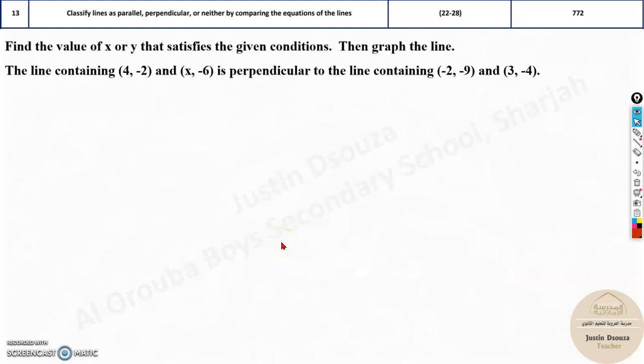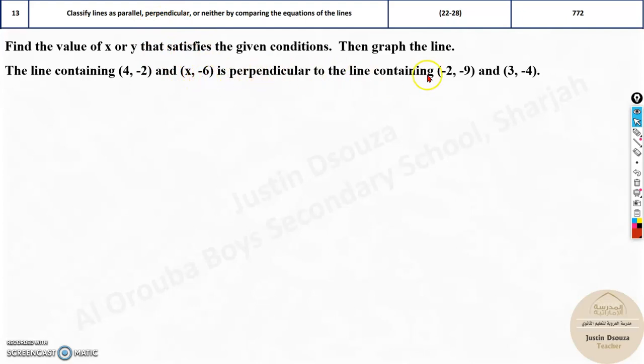And then we have another type of problem. Here, you need to find the x or y that satisfies the given condition. You have been given some points. They have told us we need to graph this line. The line contains 4 comma minus 2 and an unknown value x comma minus 6.